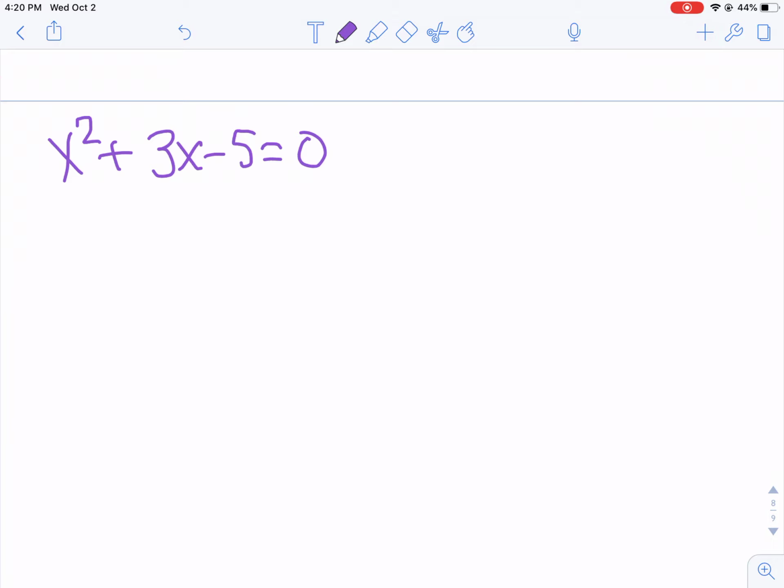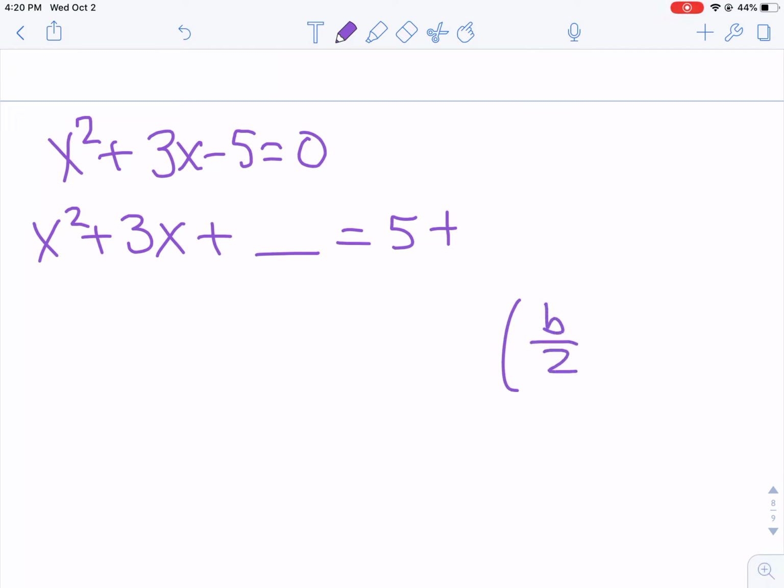So the first step in completing the square is to add the 5 to both sides. But we're still going to leave a space here because we need to change our c value. To get our new c value, we're going to take b over 2 and square it. So my b value is 3, so I'm taking 3 over 2 squared. If you square a fraction, you square the top and square the bottom, so we get 9 over 4.